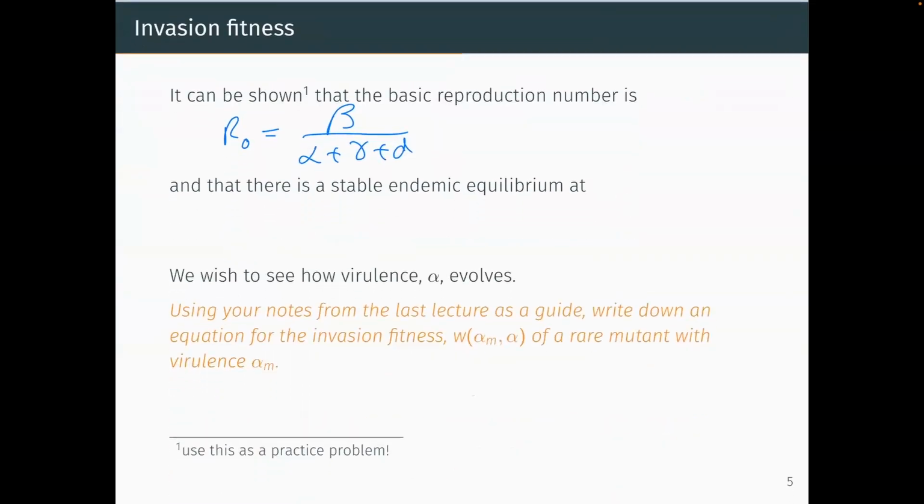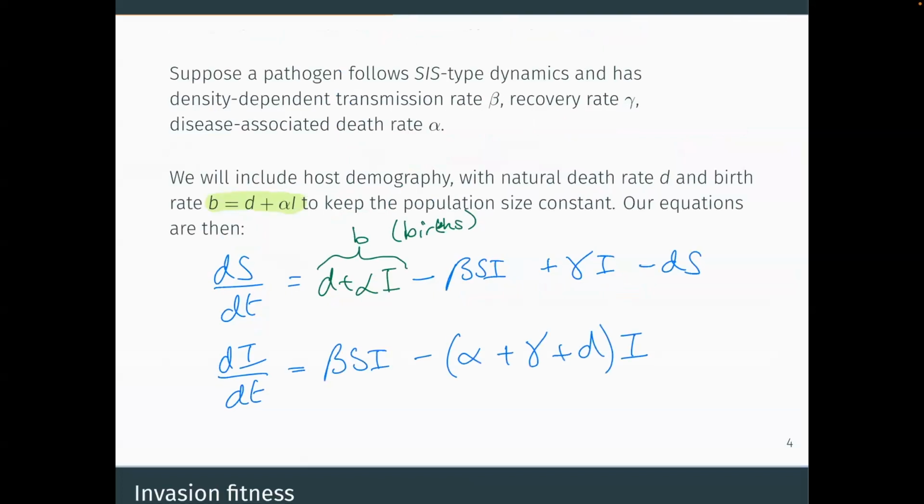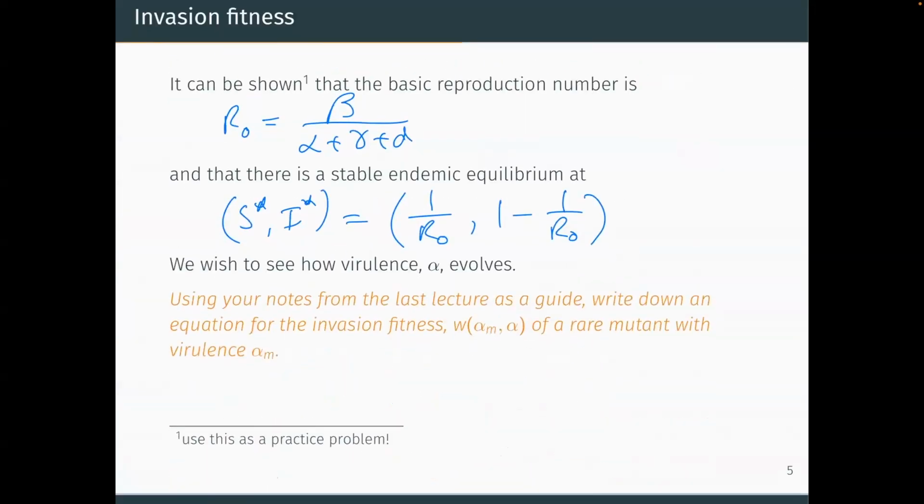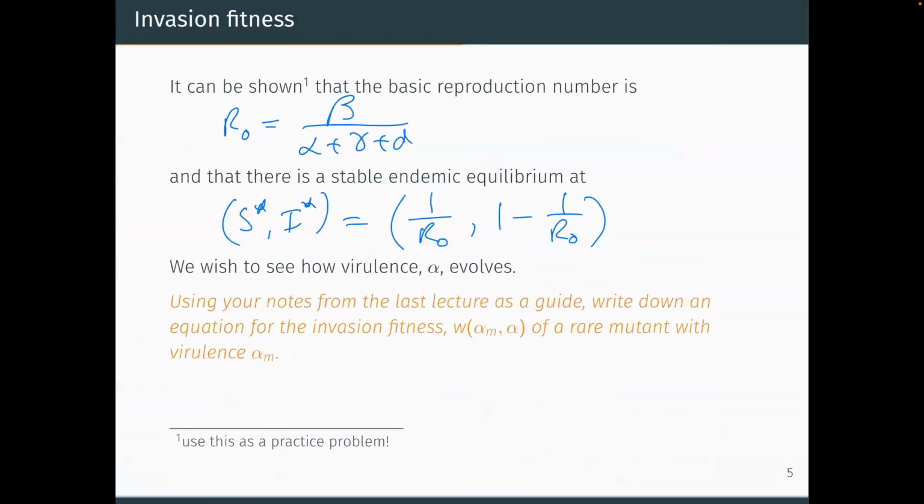reproduction number. And just like the model we looked at previously, there is a stable endemic equilibrium at 1 over R naught, 1 minus 1 over R naught. Remember that our S and I here are proportions in this particular model. Okay, so we have those facts. That tells us something about this underlying ecological model here, dS/dt and dI/dt. We're now going to be thinking about the invasion fitness.